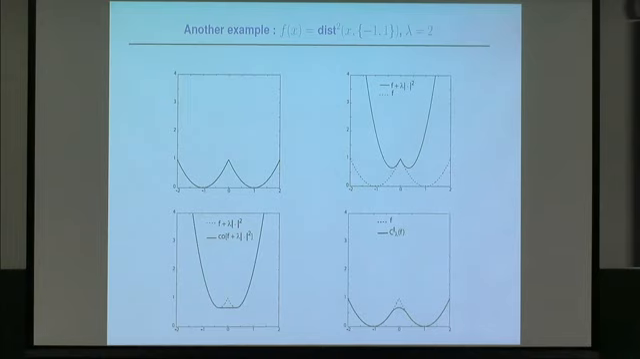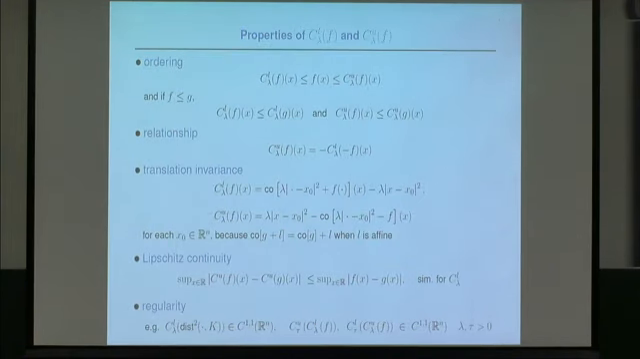Now these examples illustrate some properties that hold more generally, and here is a potted list of them. First of all, the lower transform is always less than or equal to the function, which is less than or equal to the upper transform. Secondly, if you have an ordering of the functions, then the lower transform of f is less than or equal to the lower transform of g, likewise for the upper transform. These properties are not hard to show. There is a relationship between the upper transform of f and the lower transform of minus f, which just comes from the way that things are defined.